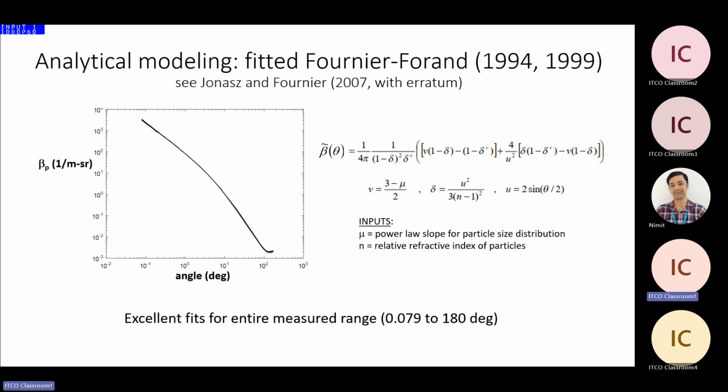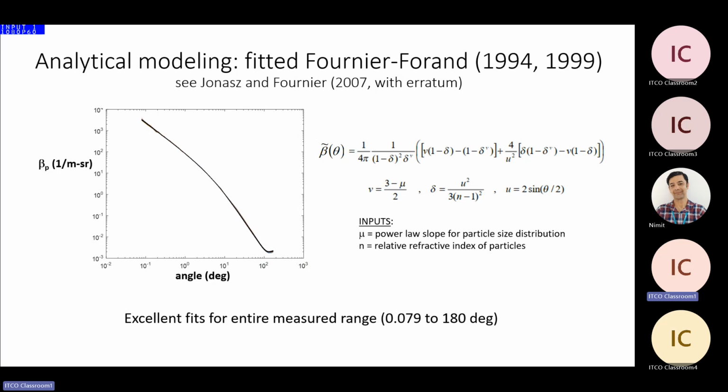And then, as Zhangping also mentioned, Fournier-Forand is currently the state of the art. And this is really an outstanding model. George Fournier really knows what he's doing. And for the VSFs, where we have the full range that we can resolve between 0.079 degrees and 180 degrees, it fits super, super well. Very low residual errors. It's just terrific.